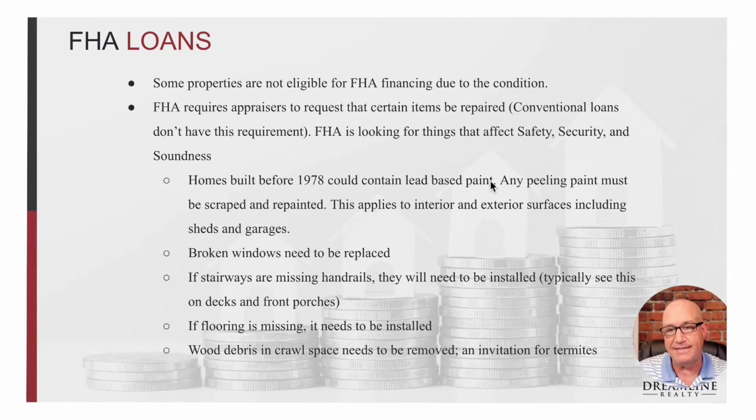So a few things to keep in mind. Houses built before 1978 could contain lead-based paint. So in 1978, anything built after that time frame, lead-based paint was not a thing anymore. But prior to 1978, everything was built and painted with lead-based paint. So that's a safety issue. So if there is lead-based paint on a property, any peeling paint must be scraped and repainted. And this applies to interior and exterior surfaces, including sheds and garages.